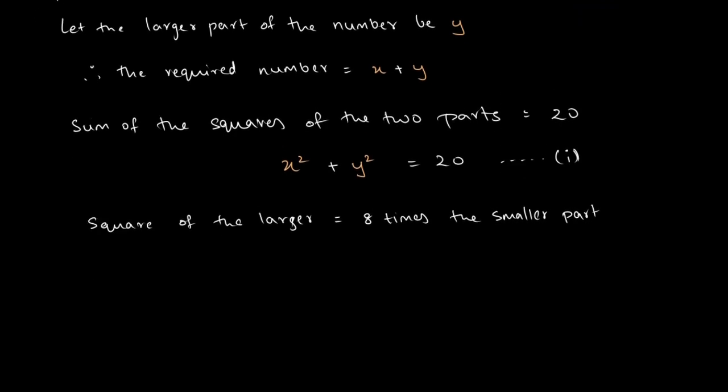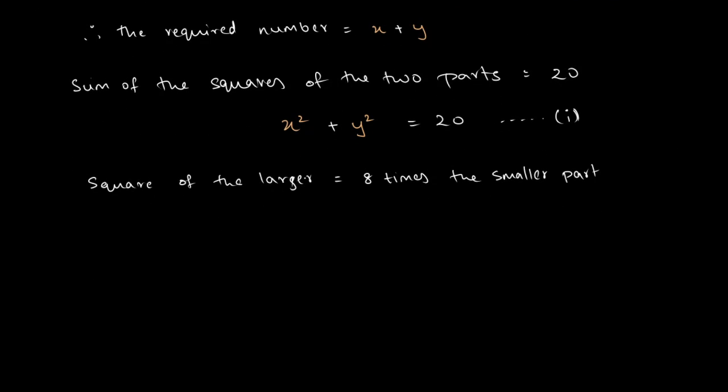Now if I think about that in terms of variables, the larger part is y, so the square of that will be y squared, is 8 times, which means 8 multiplied by the smaller part, which is x. So this could be thought of as my second equation. The first equation is x squared plus y squared is equal to 20. The second equation is y squared is equal to 8x.